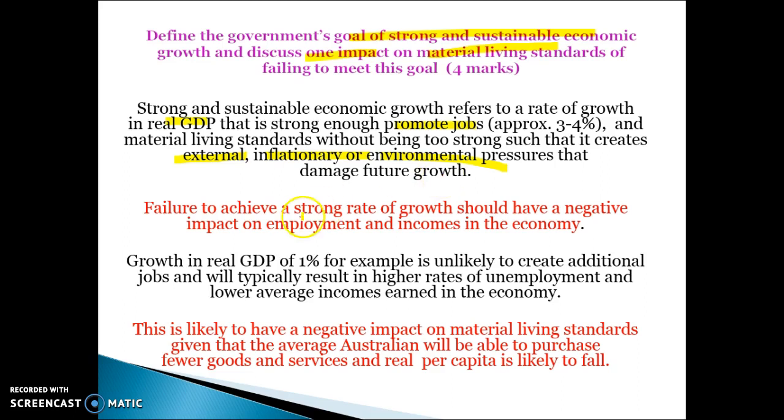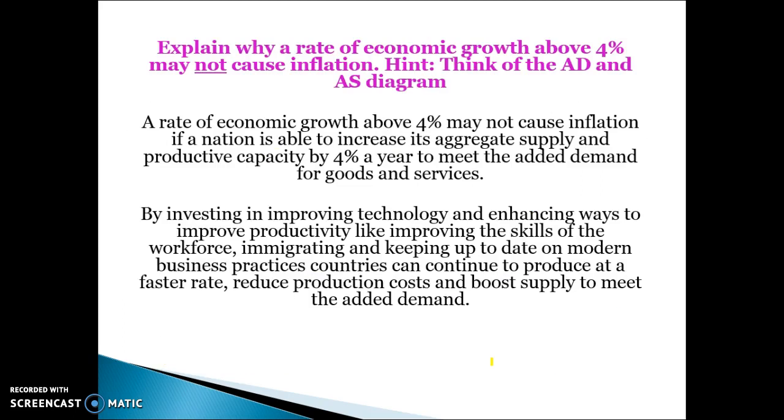So that's one mark. Failure to achieve a strong rate of economic growth can have a negative impact on employment and incomes. Growth in real GDP of 1% is unlikely to create additional jobs, generally results in rates of unemployment increasing, partly as our population grows, and therefore lower average incomes. This reduces material living standards because the average Australian will be able to purchase fewer goods and services, and real GDP per capita is likely to fall. So making really strong links there to material living standards, purchasing power of consumers.